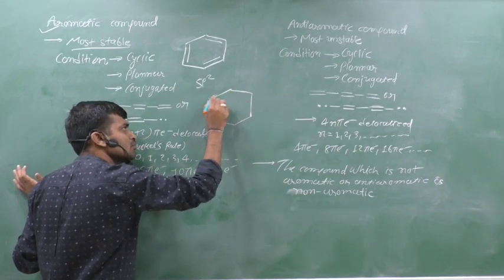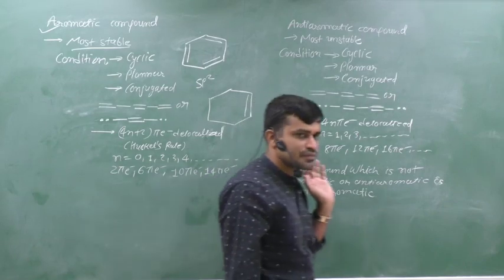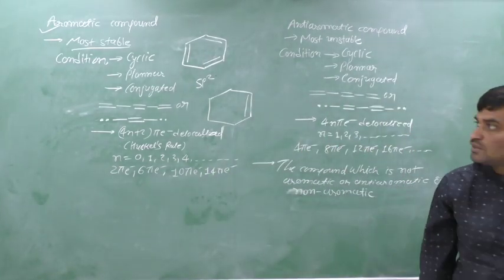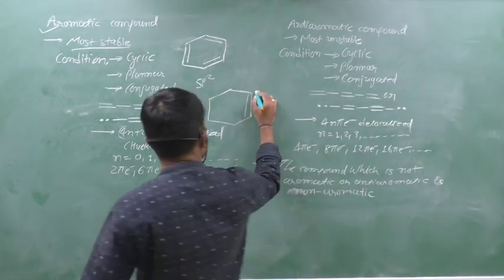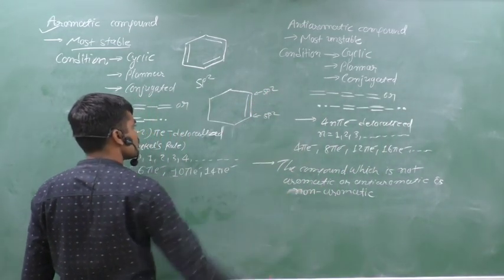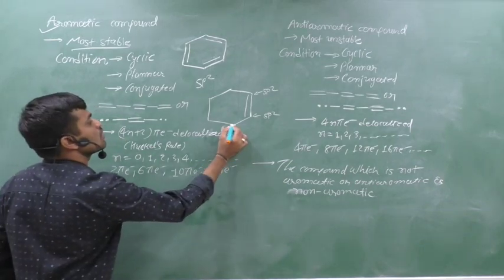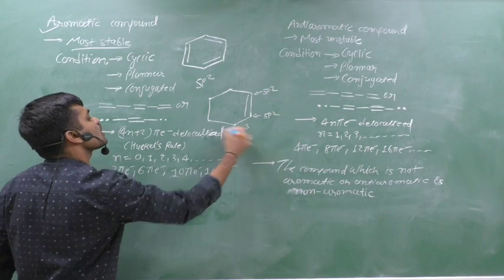Suppose we have a compound like this. What is this? Cyclohexene or cyclohex-1-yne. This carbon is sp2 hybridized, and this one is also sp2. Now if we think about these 4 carbons, the hybridization of these 4 carbons is sp3.